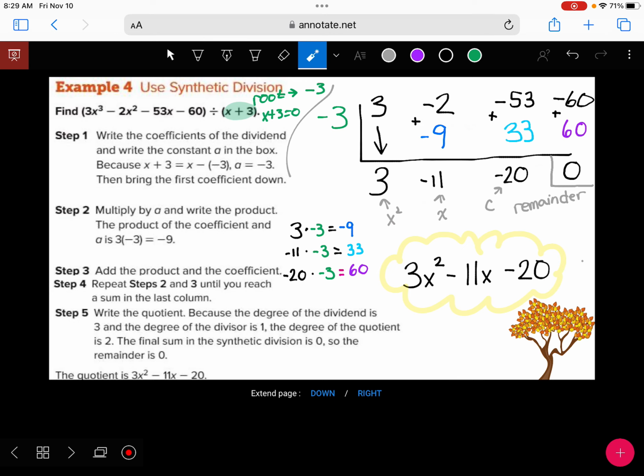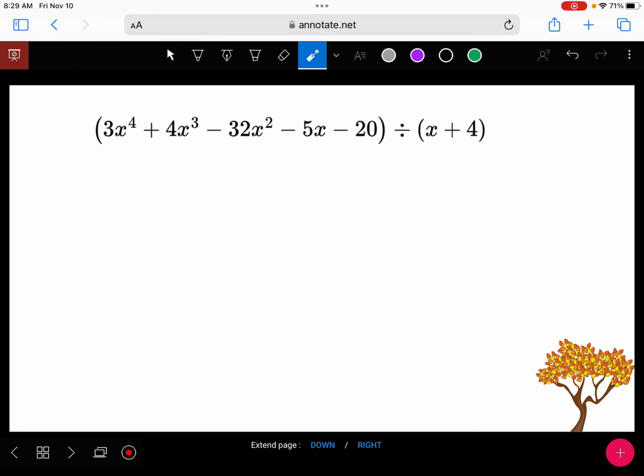Synthetic division always spits out the coefficients that we have. Good question. All right, let's do another one. Now it's not going to have the giant wall of text. We'll have to be able to see stuff. So here's our next polynomial that we're going to divide.